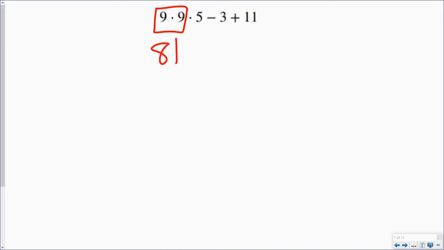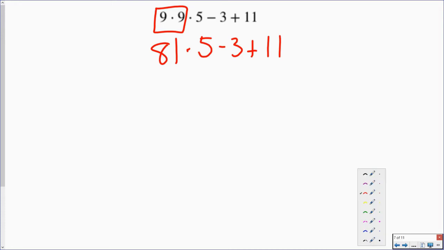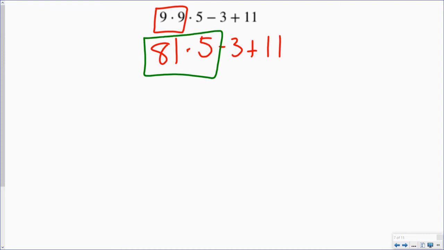And then multiplied by 5 minus 3 plus 11. Now the second thing I'm going to look at is, again, I still have multiplication. 81 multiplied by 5. So when I take 81 multiplied by 5, that gives me 405. Everything else still stays the same, so minus 3 plus 11.